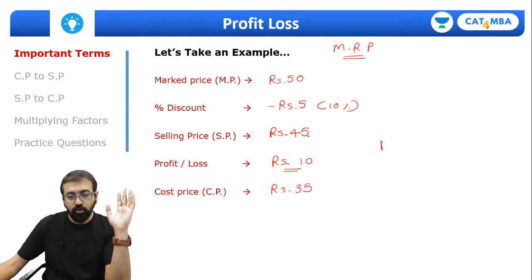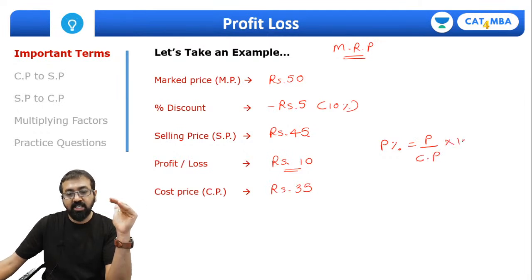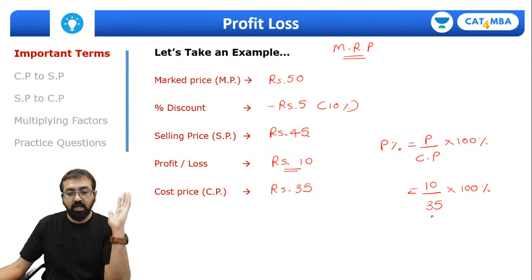Now if you want to calculate profit percentage, remember that profit or loss percentage is always as a percentage of cost. So here, profit as a percentage of cost price will get you the profit percentage. These Big Bazaar people are earning a profit of 10 rupees on the cost price of 35 rupees. So the profit percentage is 10 upon 35 into 100. If you just solve this, it will come out to be 2 by 7 into 100.